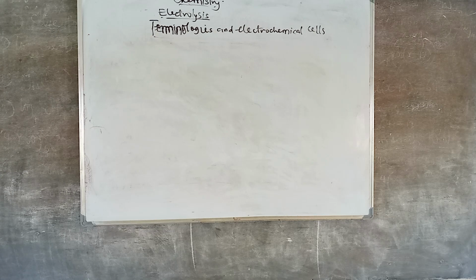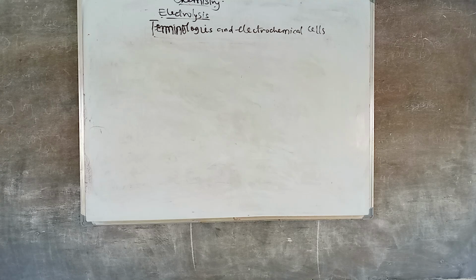Electrolysis. We are moving straight to the point. Electrolysis can be defined as the decomposition of a compound by passing a direct current, either through the solution of that salt or in its molten form. That is what we call electrolysis.